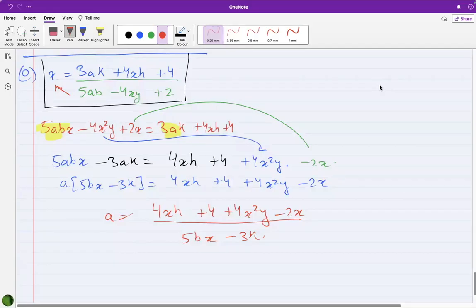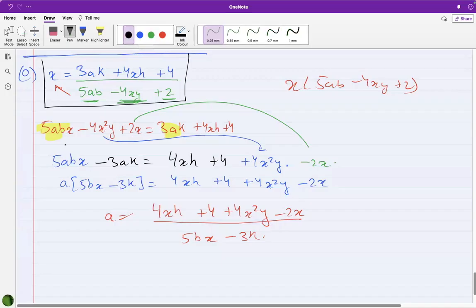First step, we don't have any choice other than cross multiplication, right? Yeah. So either we write it first with a bracket like this, x into 5ab minus 4xy plus 2. I just saved one step and directly multiplied x with all three terms. So this became 5abx, this became 4x square y, and this became 2x.